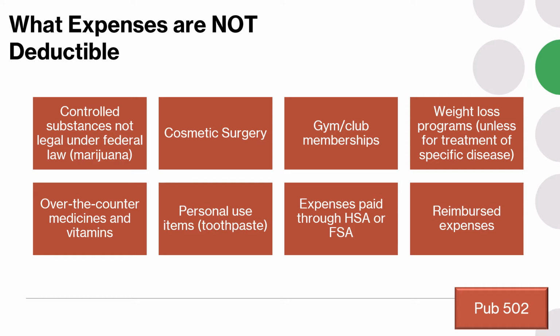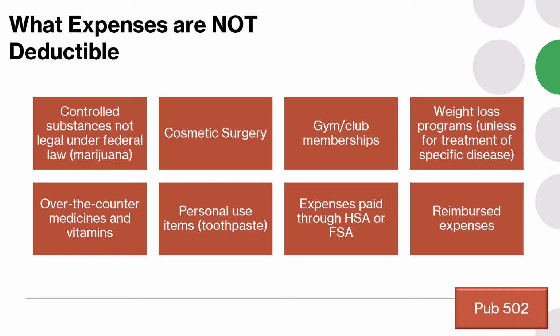Over-the-counter medications and vitamins are not deductible. And this is a little bit of a departure from our HSA expenses. Remember, with HSA, we could use HSA funds to purchase things like allergy medications, but that's not the case for deducting medical expenses on Schedule A. And then also personal use items such as toothpaste are not deductible.